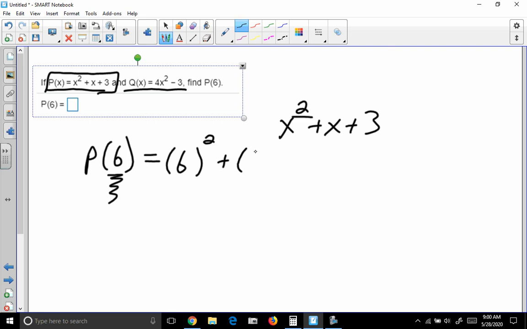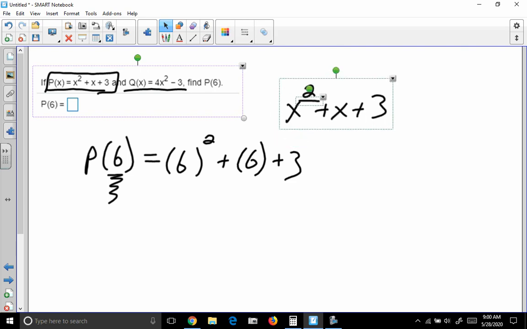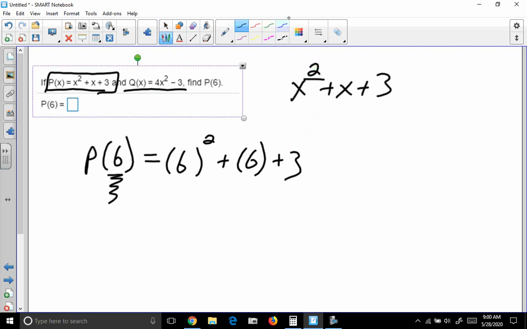Then we're adding the number we're plugging in, and then we're adding 3. So our number squared plus our number plus 3. So we're using our formula and plugging in a 6. So now we just need to do order of operation.